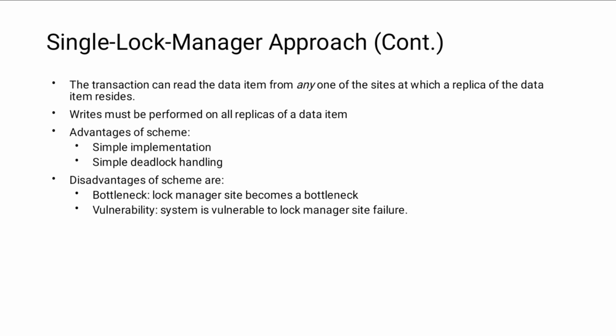In this, the transaction can read the data item from any one of the sites at which a replica of the data item resides. Write must be performed on all replicas of a data item. What are the advantages? Simple implementation, deadlock handling can be simple, but the disadvantage is bottleneck vulnerability. During a write operation, we have to write in all the replicas.